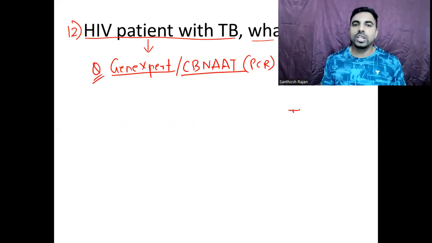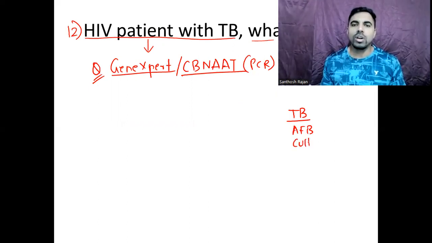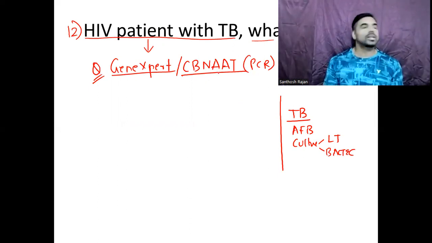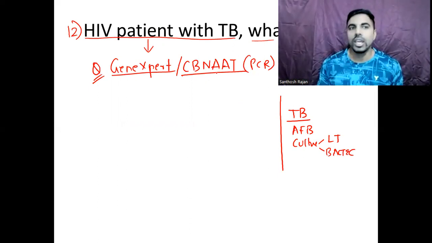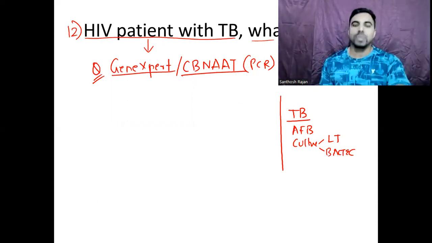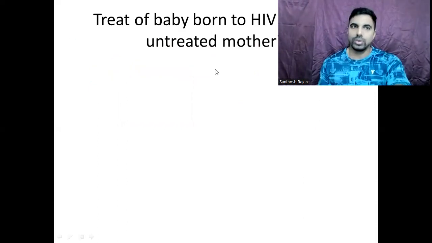Otherwise, of course, other tests for TB: microscopy, we can do acid fast staining, and then cultures, solid culture like LJ media, or automated culture like BACTEC MGIT. But I don't know exactly what format they asked. If you have CBNAAT, that is the right answer. HIV patient with TB, whichever investigation of choice, GeneXpert is the best answer you can choose.